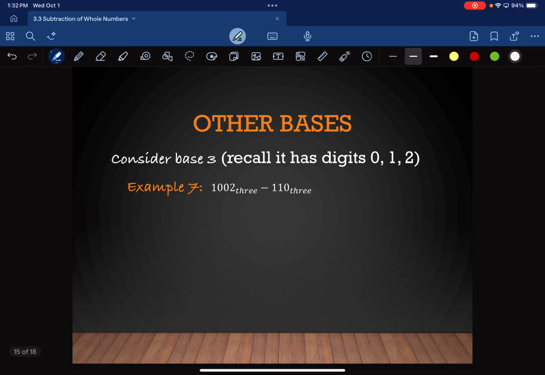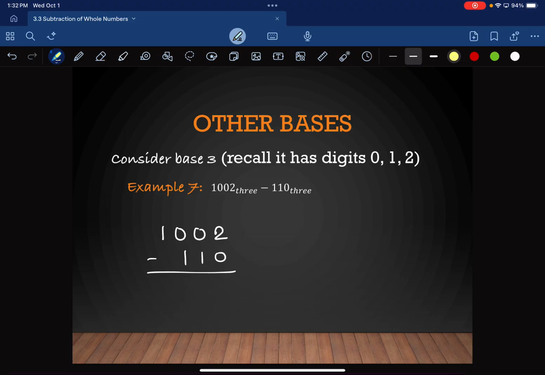Okay, let's try another one. We're going to do base 3. It has digits 0, 1, 2, and that's it. No 3s or higher in base 3. Again, I'm going to show it to you with the standard algorithm, the one that you think you're very comfortable with and work well with, because our goal is to get a little uncomfortable with it, at least with the method.